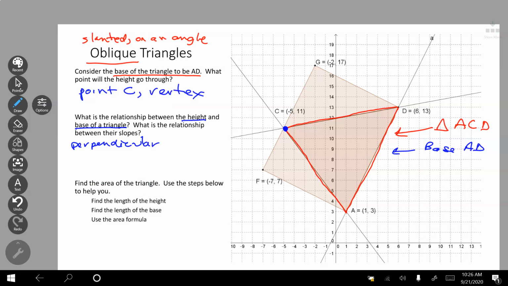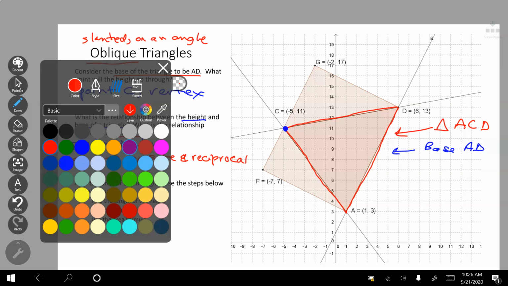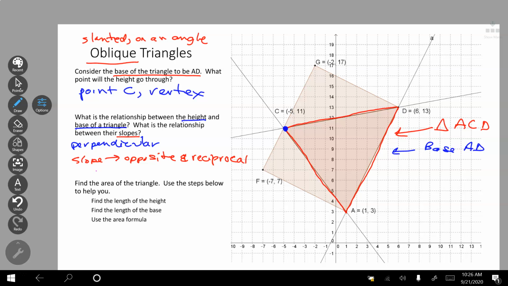which means their slopes are opposite and reciprocal, which means I need the slope of the base.